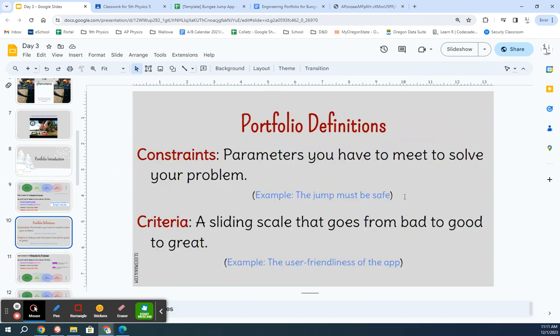Constraints are parameters that you have to meet to solve your problem. The jump has to be safe. If that's not met, you did not do your job. The criteria we're looking at are things that could be done better. This is your area to really shine. Just working is going to be the constraint. Criteria is how pretty you make it, things like that. So how user-friendly is the app?